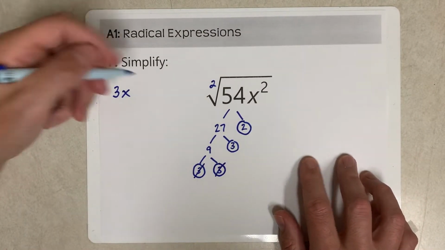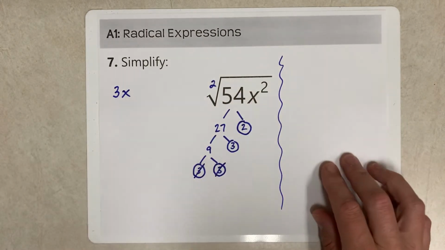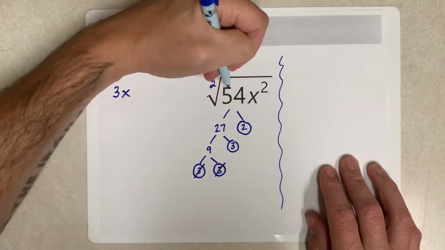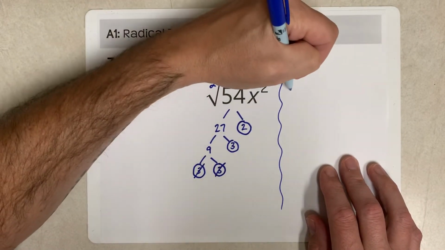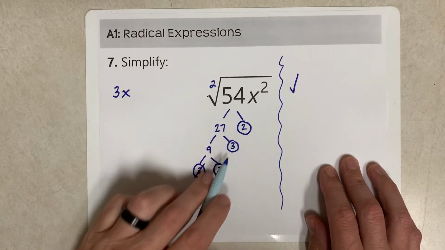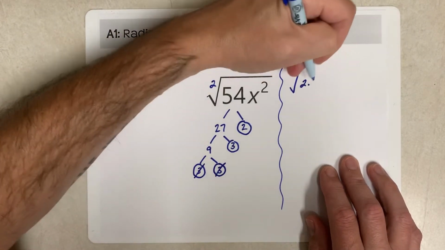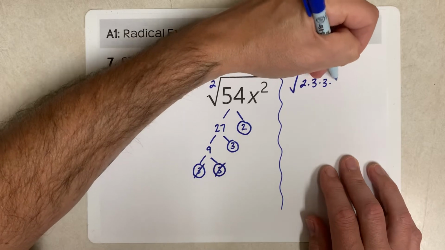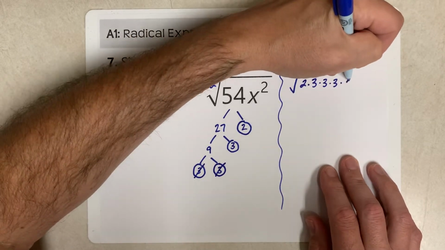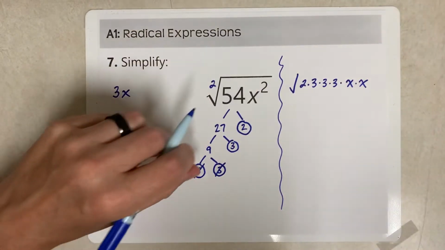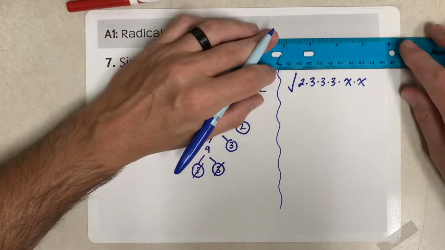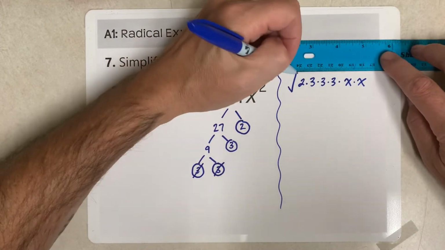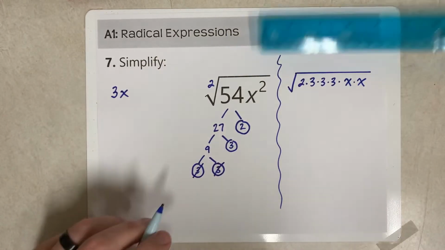So let me do a little side calculation here just to show you what's happening. So I've got root 54x squared. So really what that was, 2 times 3 times 3 times 3 times 2 x's. Now nobody's going to want to write all this stuff out like this, but it's going to be visual for me to show you this time.